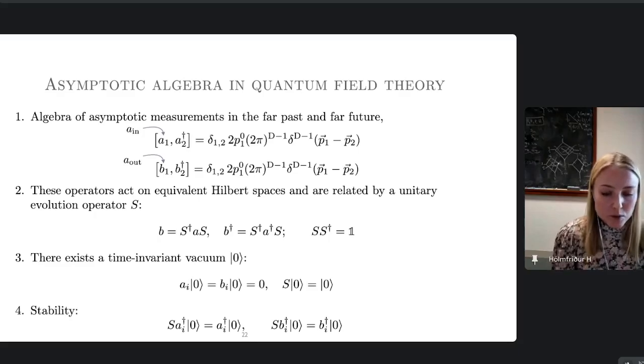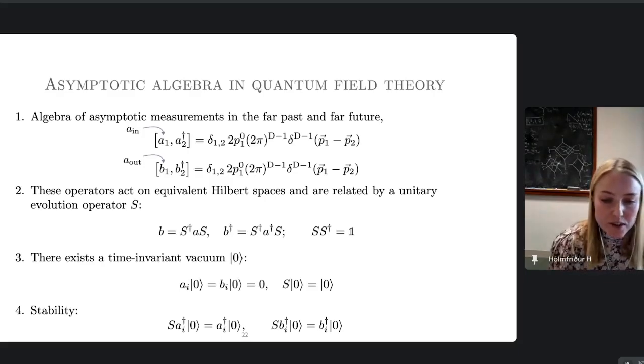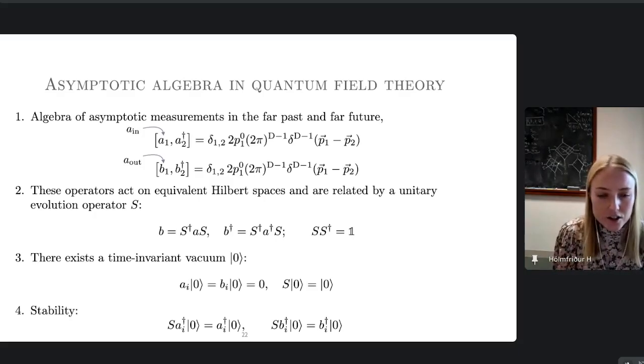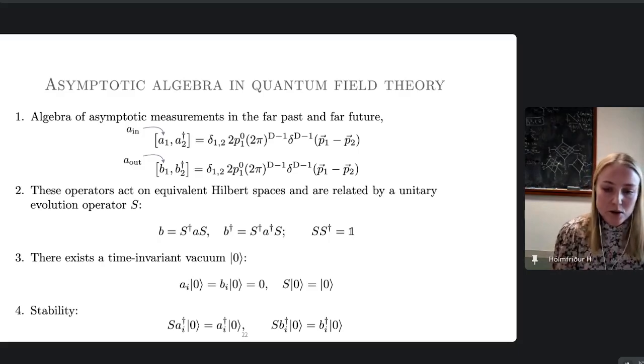The last point, point 4, is actually a very crucial one. It's stability, so let me try to explain that. We assume that if we have a one-particle state, A_i dagger acting on 0, then nothing can happen to that state until it interacts with another particle, basically. And this means that S acting on a one-particle state is the same as the one-particle state itself.